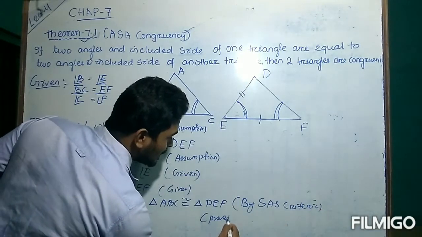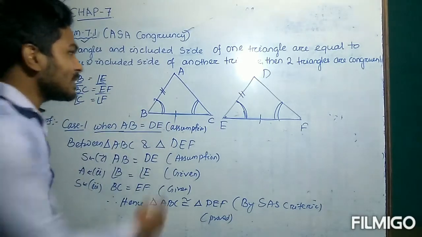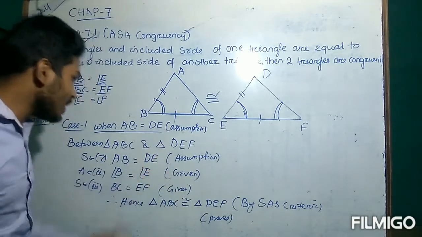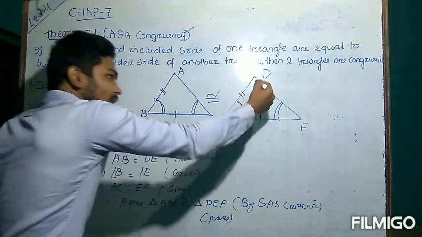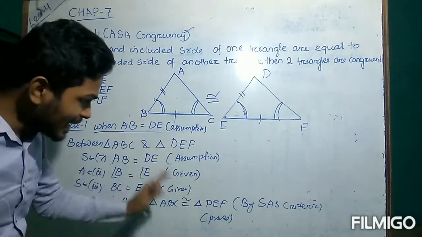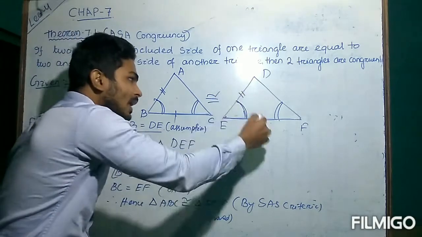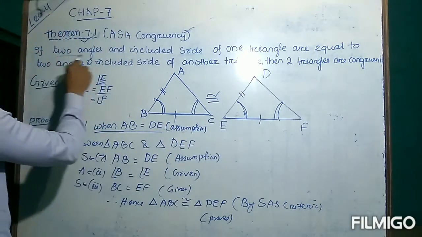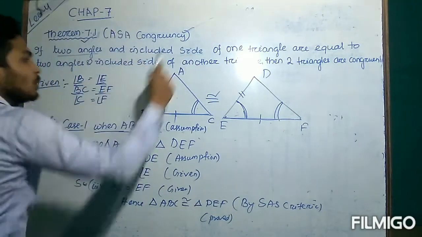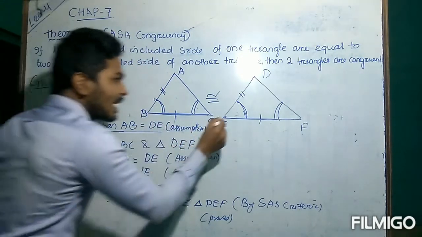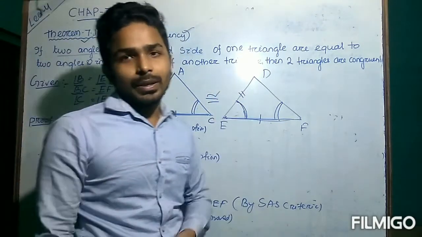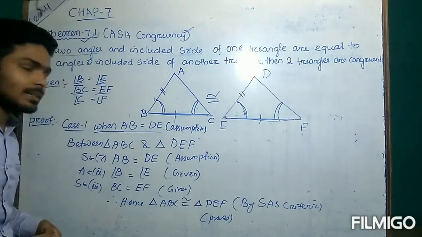Now it is proved. What we needed to prove was that this triangle is congruent to this triangle, and we have proved it for the condition that this side is equal to this side. So we can say that if in two triangles any two sides and the included angle are equal, then these two triangles are congruent. This is our condition 1, or case 1.